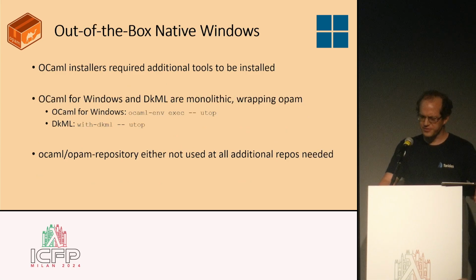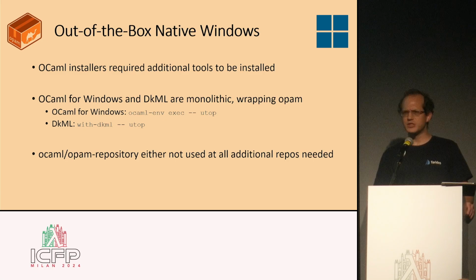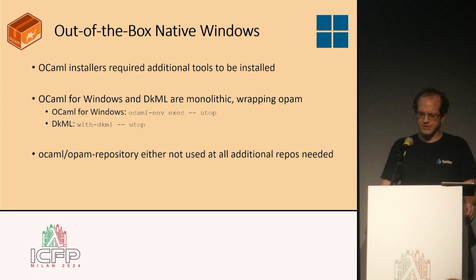What is different, though, is that the OCaml installers that were provided before required the user to install and use additional tools. So if you wanted to use OCaml with the version from the INRIA website, you had to install Cygwin yourself, and you had to configure the paths correctly to be able to use it. Both OCaml for Windows and DKML bundled everything that they needed with them. They took an opinion on exactly how to get it and install it and recommend how to do that.